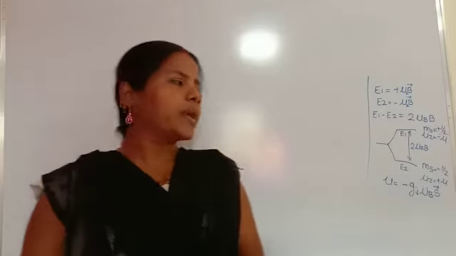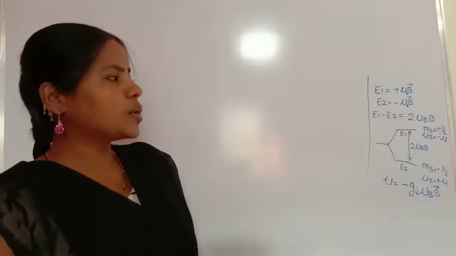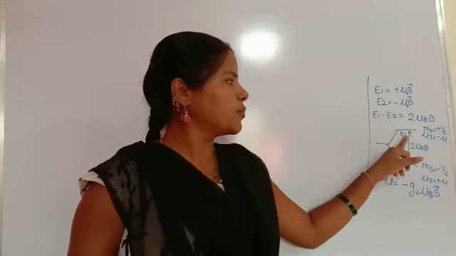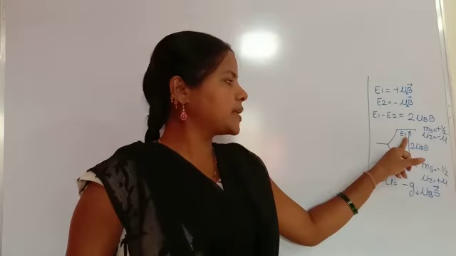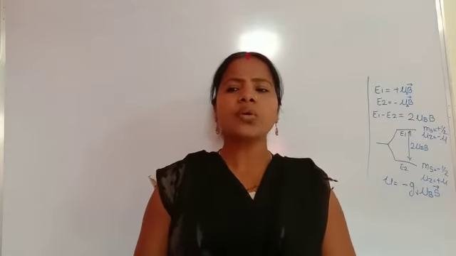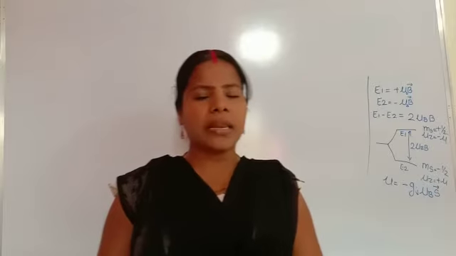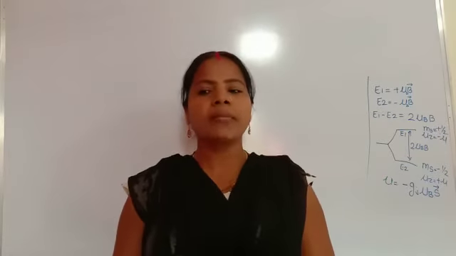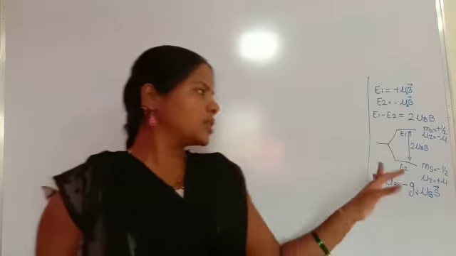So in the lower energy state, the spin magnetic moment is parallel. E1 is the lower state and E2 is the higher state. In the lower energy state, the spin magnetic moment is parallel to the magnetic field, and in the upper state, the spin magnetic moment is anti-parallel to the magnetic field. We completed this topic in the last class, and in this class we are continuing it.